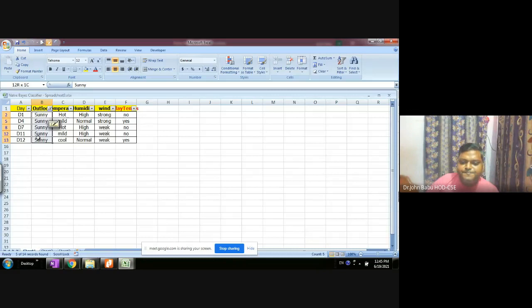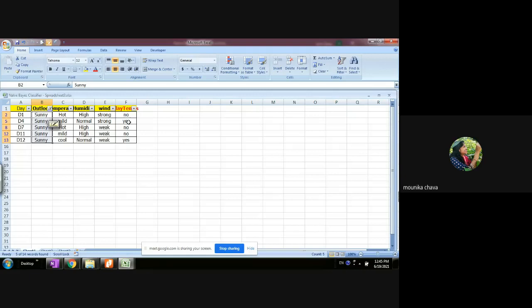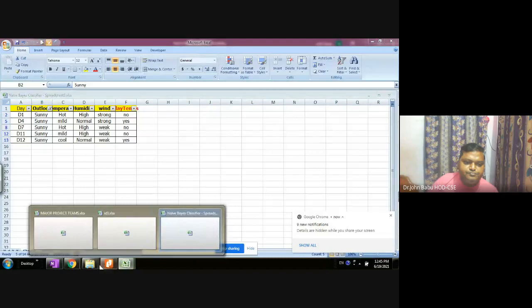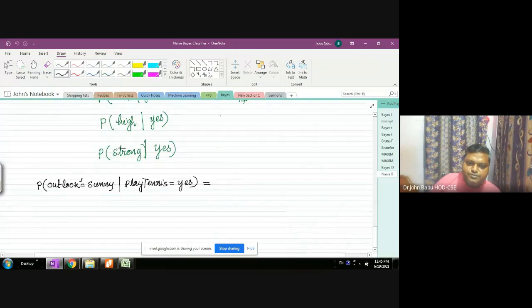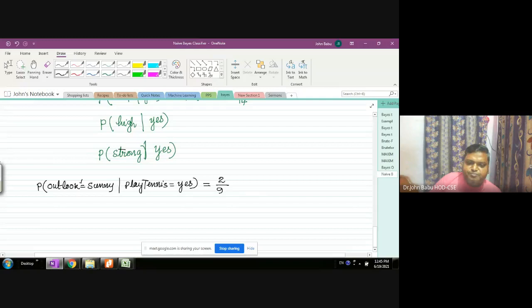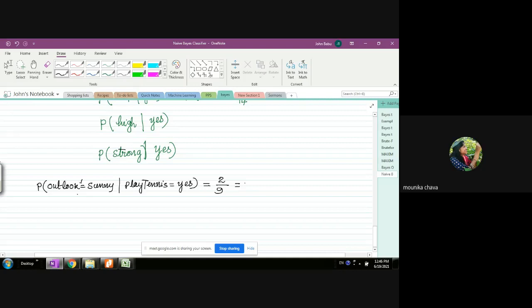5, right? 5 examples. Out of these 5, how many are yes? 2 are yes, 3 are no. So here, yes are 2 and total yes examples are 9. So the probability of Outlook is Sunny and play tennis yes is 2 by 9. How much? 0.22.